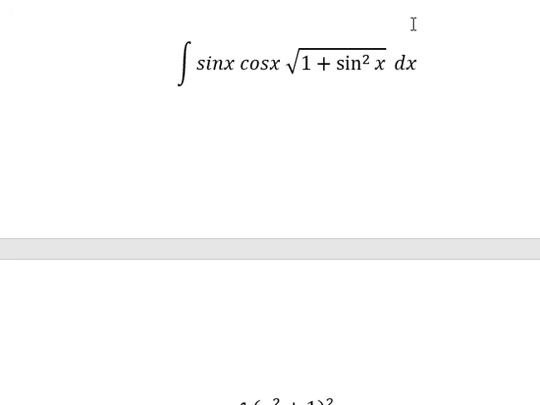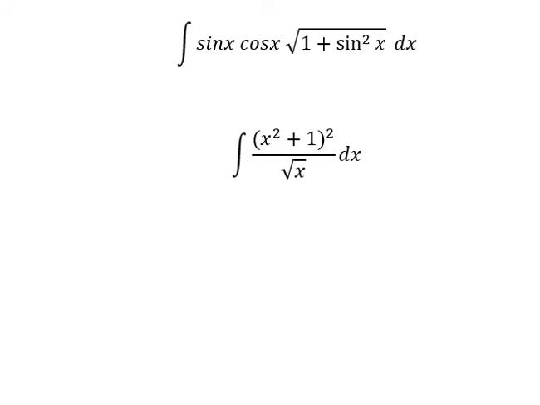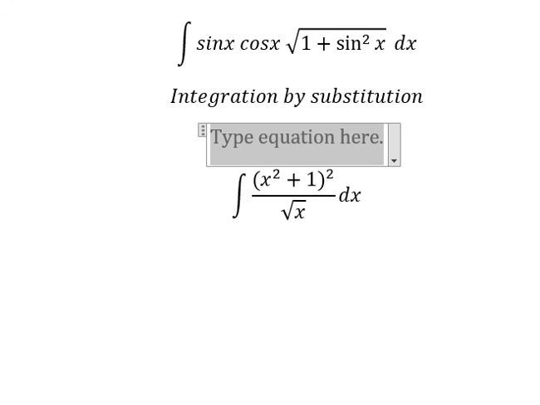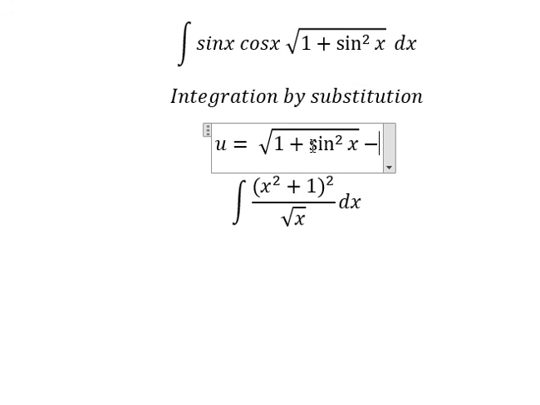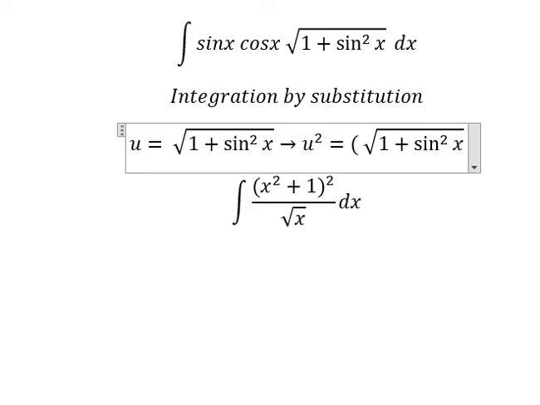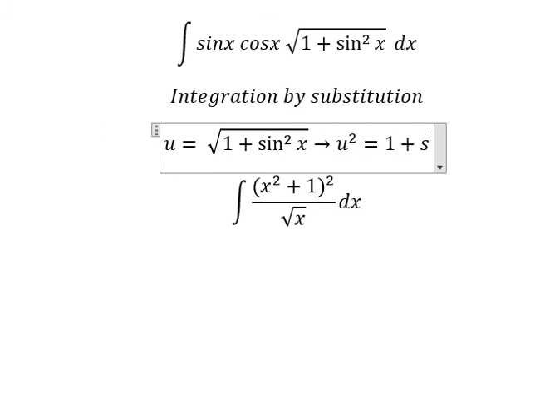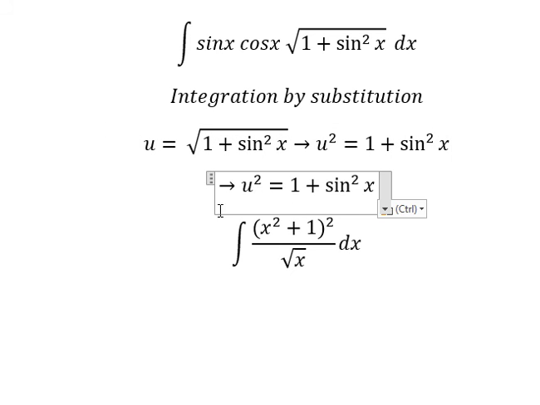Now let's go to the next one. So we need to use integration by substitution. So I will put u equals to this one. Later, we put the square for both sides to cancel the square root. And this one, we have 1 plus sin x squared. Next, we need to first do the derivative for both sides.